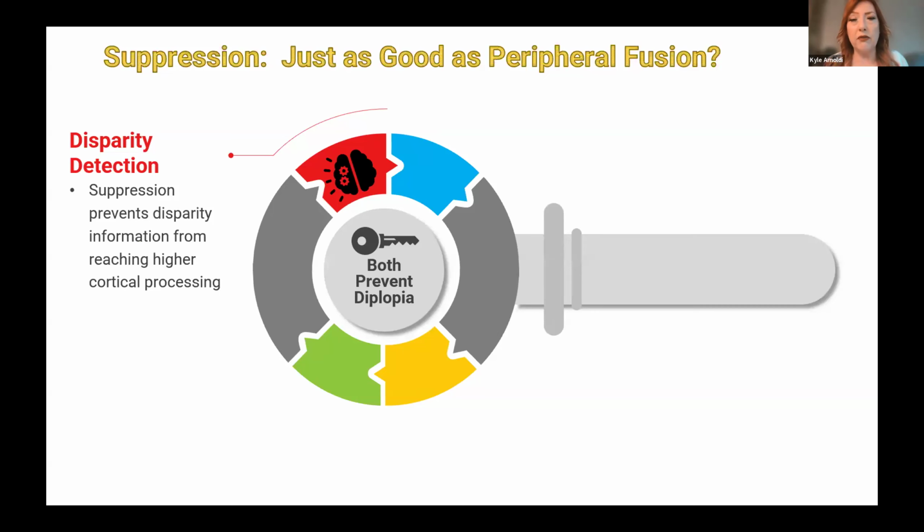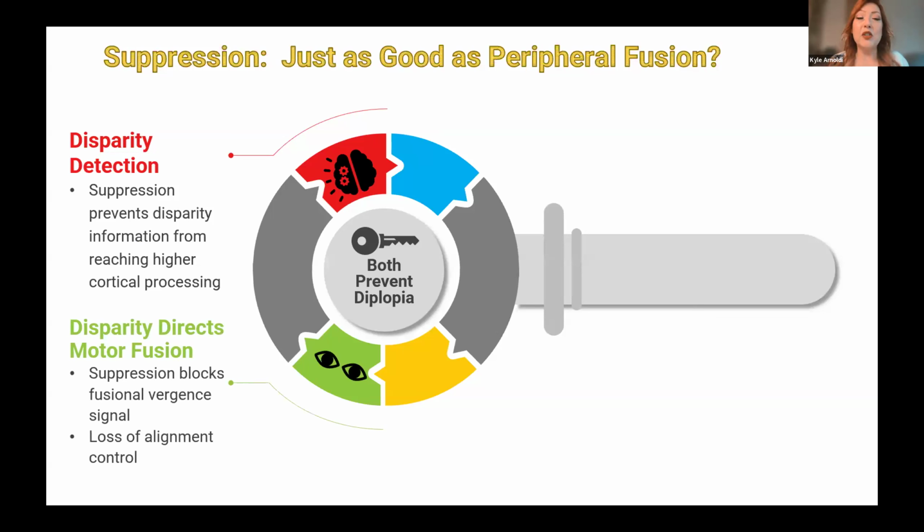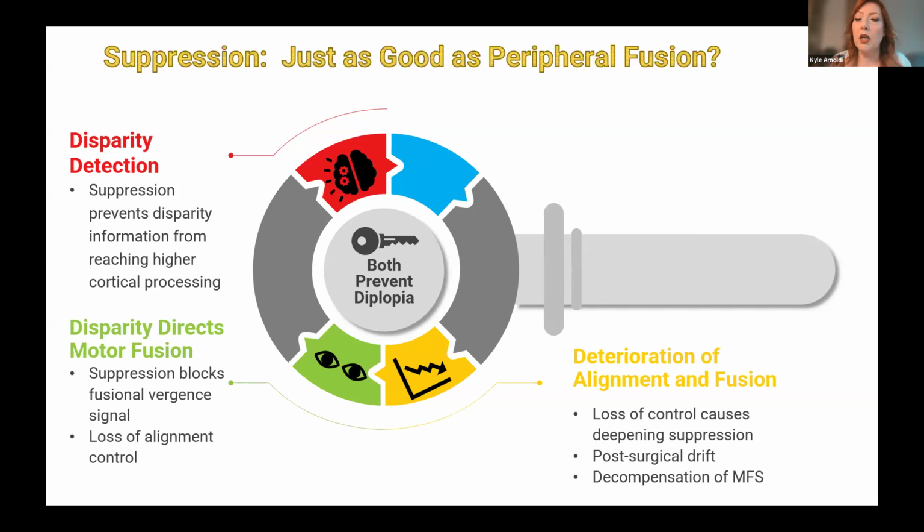Suppression prevents disparity information from reaching higher cortical processing areas. And that's a problem because suppression then will block the fusional vergence signal that can eventually lead to loss of alignment control. So even if the patient has motor fusion amplitudes sufficient to neutralize that manifest deviation, those amplitudes will not be activated because suppression is blocking disparity. Loss of control is going to cause deepening of the suppression that's already there and could lead to post-surgical drift and, in this case, decompensation of monofixation.